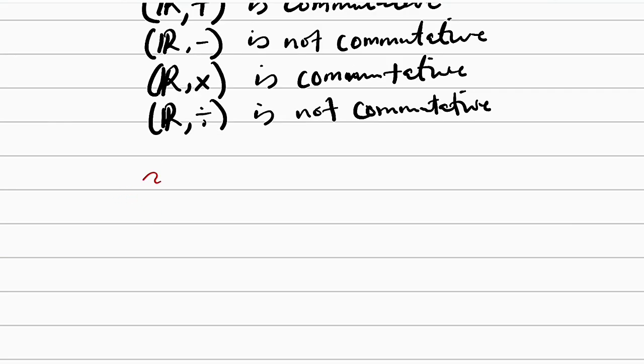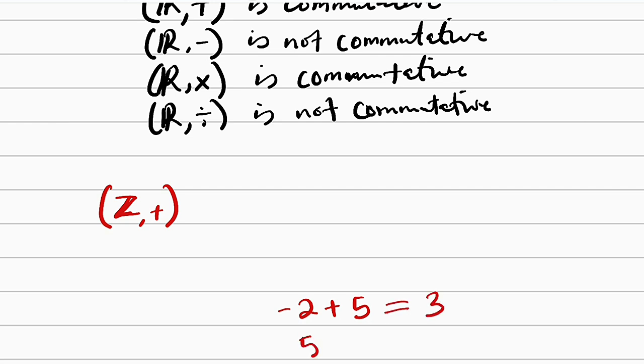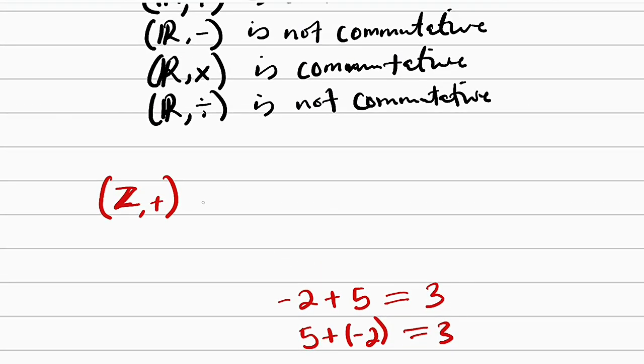What about if you have integers? The set of integers under addition, is it commutative? Well, let's find out. Minus 2, which is an integer, plus 5, which is also an integer, is equal to 3. What about 5 plus minus 2? It is also equal to 3. And you can test this for all integers and it will be satisfied. Therefore, addition under the set of integers is commutative.